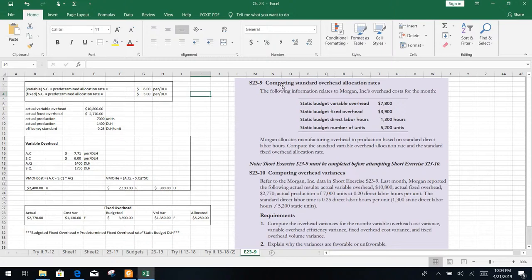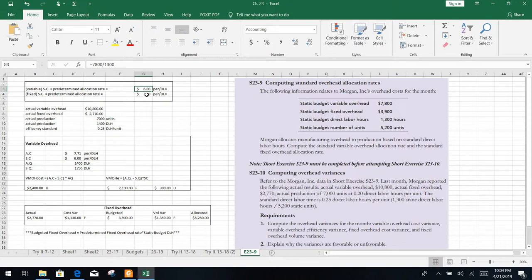The first part is very simple. It asks for you to compute the standard variable overhead allocation rate and the standard fixed overhead allocation rate. So that's what I did. The first one, I did the variable overhead allocation rate, and that's simply taking the 7,800 here, the static budget overhead, and dividing it by the direct labor hours, and you get $6 per direct labor hour.